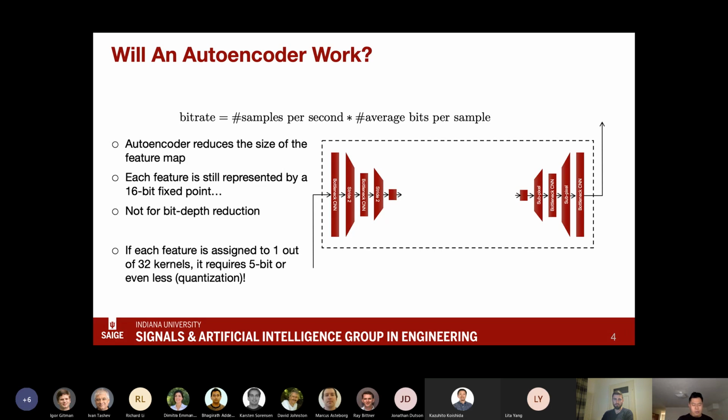If only we could, for instance, use 1 out of 32 kernels to represent each feature. In that case, it's sufficient to just use 5 bits instead of 16 to represent each sample. I mean, we have to include quantization to make this neural network work.